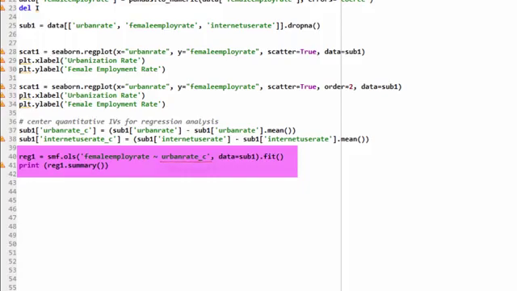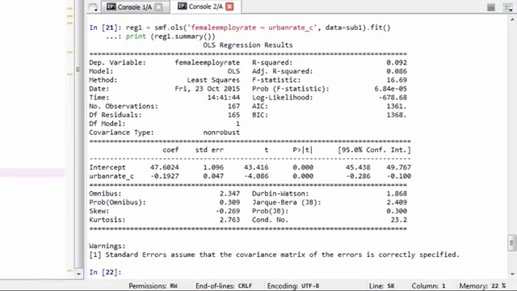Centering is especially important when testing a polynomial regression model because it makes it considerably easier to interpret the regression coefficients. If we look at the results, we can see from the significant p-value and negative parameter estimate that female employment rate is negatively associated with urbanization rate. So the linear association, the blue line in the scatter plot, is statistically significant. But the R-square is 9%, indicating that the linear association of urban rate is capturing only about 9% of the variability in female employment rate.